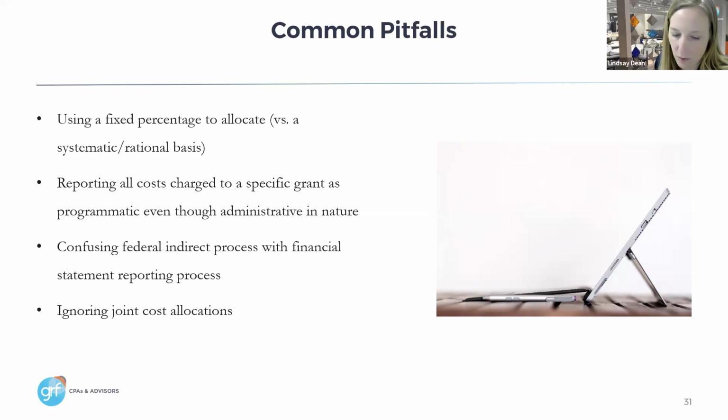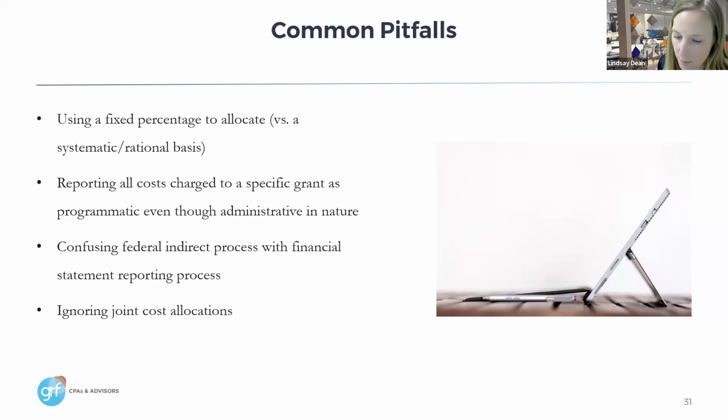The next we have on here is reporting all costs charged to a specific grant as programmatic, even though some are administrative in nature. So again, you just need to keep in mind, maybe you have an accountant doing a financial report at the end of the quarter. You do need to separate those out and make sure you have things reported accurately. A lot of organizations are very focused on the percentages of program versus supporting services. In some cases, they are very aware of trying to make that ratio look better. In other cases, maybe some clients just don't know the distinction. So that is an area to definitely pay attention to, and if you have any questions, ask your auditor or your accountant.